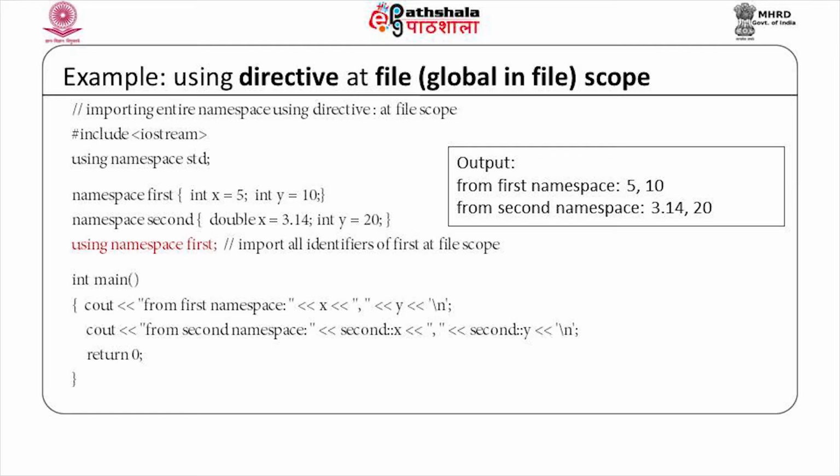So, the output is: the first statement cout refers to x and y from the namespace first. So, their values are 5 and 10, and obviously, the second one is 3.14 and 20. It is not 14.16, but it is just 14.